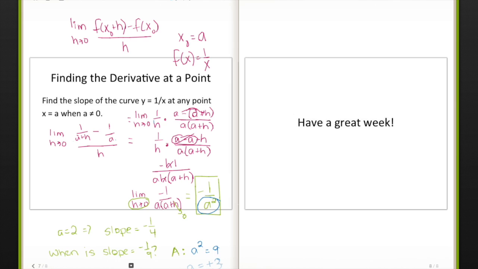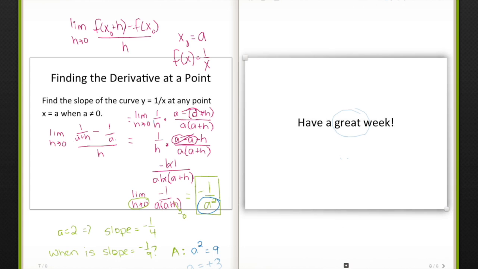I hope this gives you a good insight on how to use this formula and how to simplify. By now I know you guys are experts at algebraic manipulation, and I'm sure you guys will be able to have that down by the end of the week.